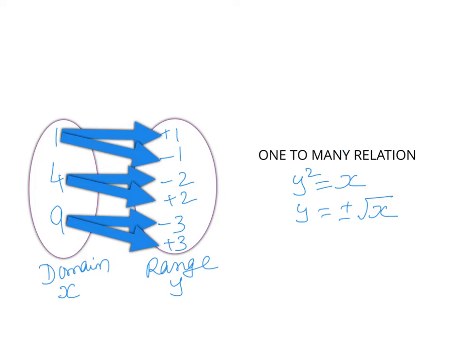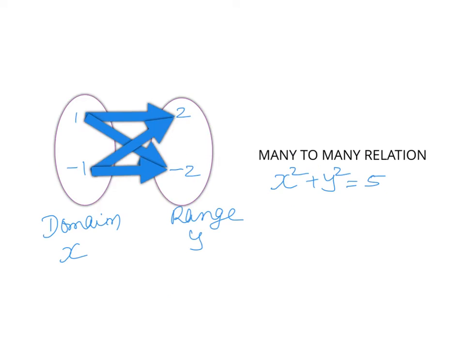So this kind of relation is called one-to-many, because one x value can take many y values. Now let's look at the fourth relationship, the many-to-many relationship. I have taken two x values, 1 and negative 1. 1 is mapped to both negative 2 and positive 2. Negative 1 is mapped to both 2 and negative 2. So this is called many-to-many: many x values are mapped to 2, and one x value is mapped to different y values.